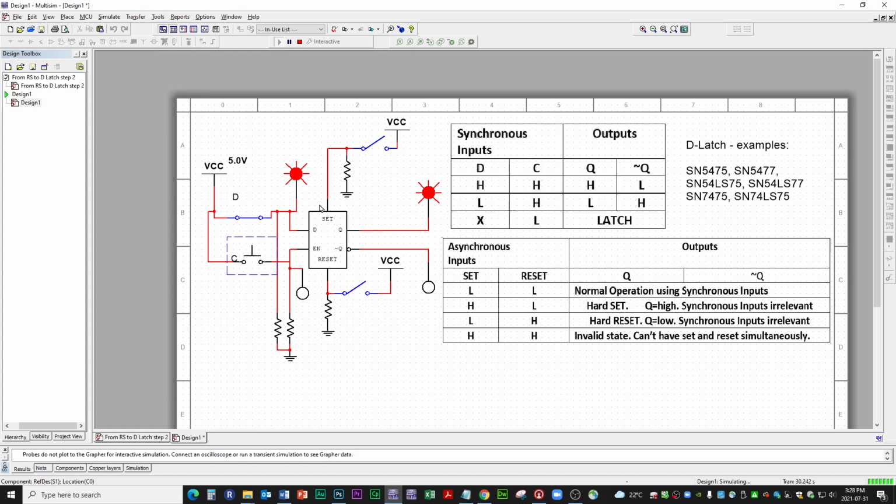All right, so we just confirmed the truth tables for the synchronous and asynchronous inputs for the D-latch, and we took a look at some possibilities of where you might find those devices. So look at those numbers, see how they look, and analyze some data sheets.